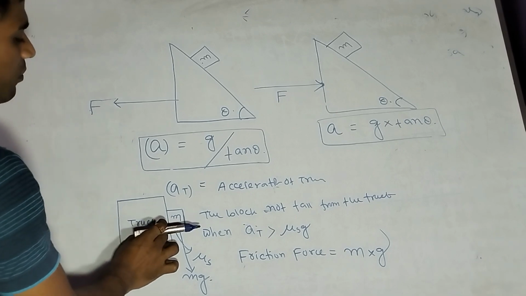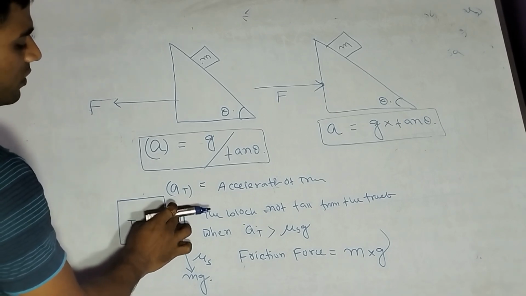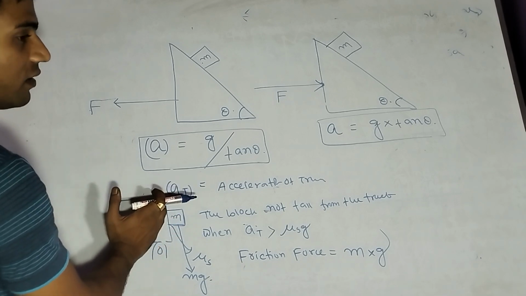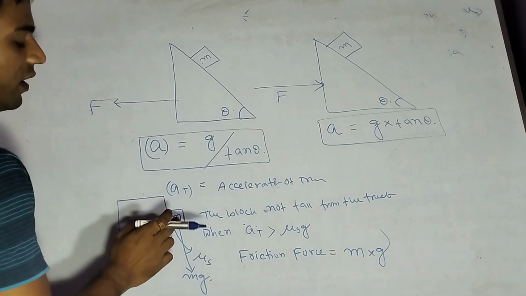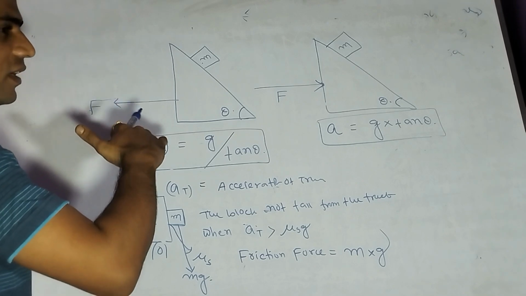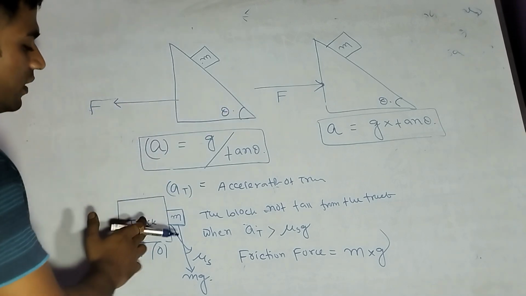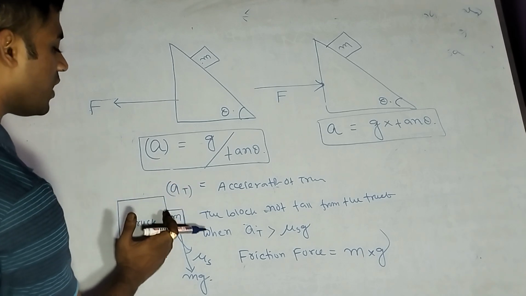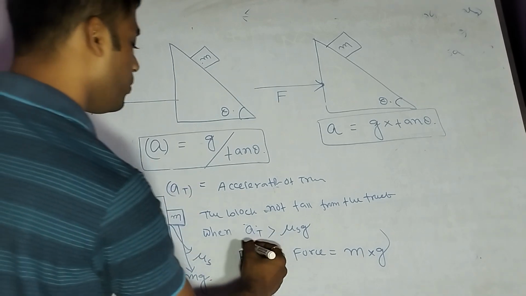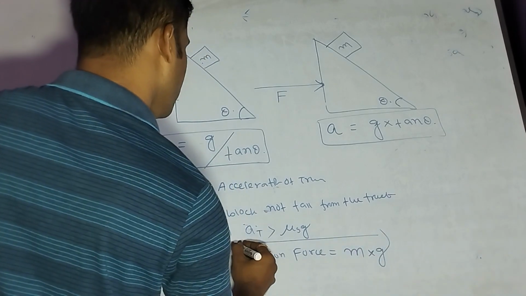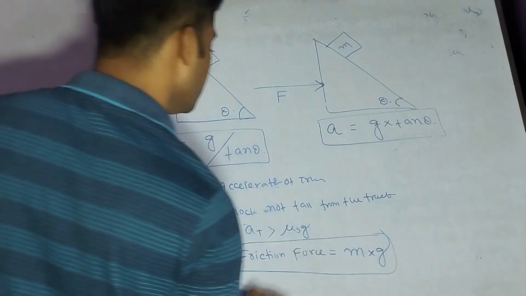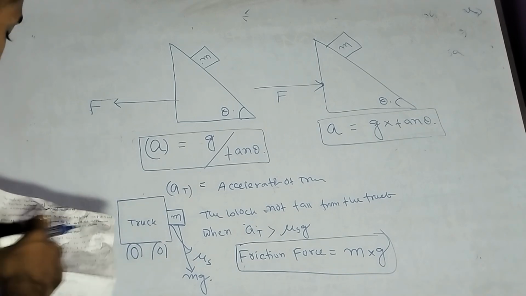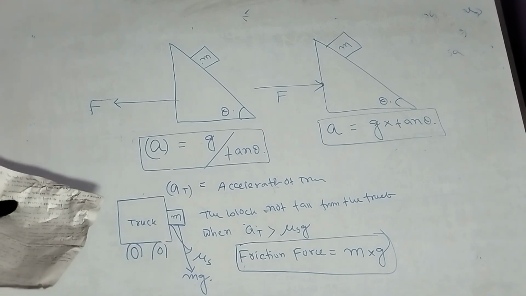In this open track box, the block is kept on the vertical surface of the track. In the previous question, in the open track and box problem, the box was present horizontally on the surface of the track. This problem is vertical: the box is on the vertical surface of the track. Then the friction force value is m into g. Friction force is equal to m into g.